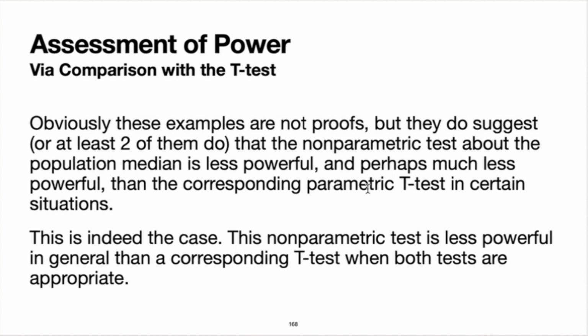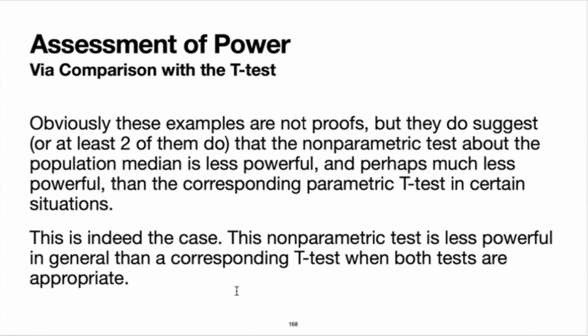So putting all this information together, obviously these examples are not proofs of anything, but they do suggest that the nonparametric test about the population median that we've been looking at is less powerful and perhaps a lot less powerful than the corresponding parametric t-test, at least in certain situations. And that is indeed the case. It turns out that in many, many situations, this nonparametric test is less powerful than the corresponding t-test. And again, we're wanting to make meaningful comparisons here. So we're talking about when both tests are appropriate.